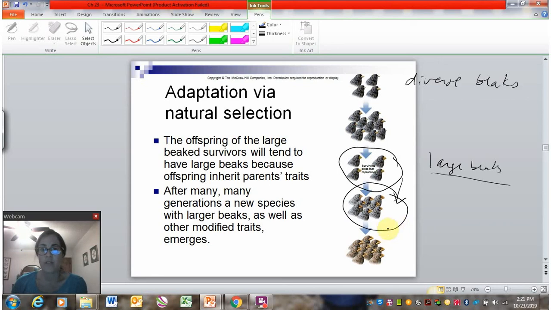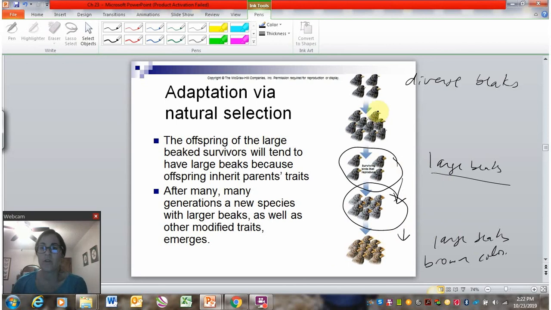And then over time, there may be other traits that accumulate as well that are different. So you can see that over time, not only do we have more big beaks, but we also have a brown color. And that brown color might arise through a different natural selection process, so maybe camouflage or something like that. Or it might also just be a random trait that arose and traveled with the large beak trait. And that's something we'll talk about later when we're studying evolution.